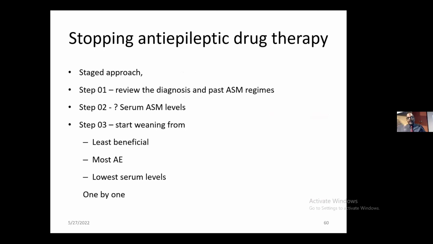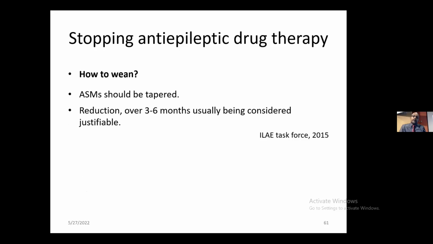This is what they have said in the guideline, but we can always change it according to the facilities we have. Step 3 is to start your weaning. Start from the least beneficial, the anti-seizure medication with the most adverse effects and with the lowest serum level, one at a time, and it should be tapered, not all of a sudden, and each drug should be tapered off over a period of 3 to 6 months. So it will take some time. It's not as easy as starting polytherapy to get rid of them one by one.